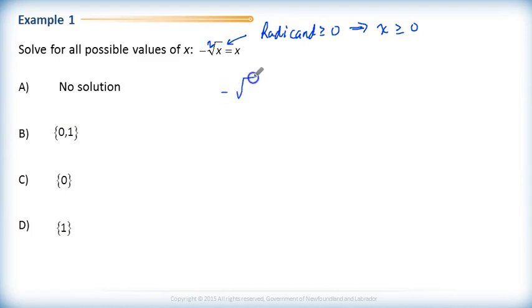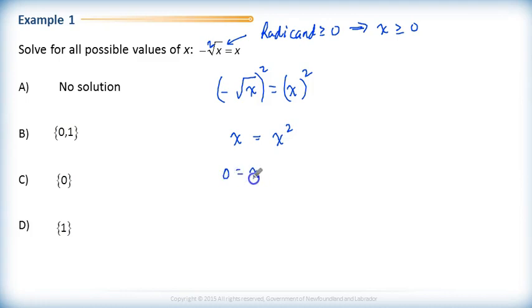Let's solve the equation itself. We have the radicand already isolated, so we'll just square both sides. And we've got the negative of the square root of x squared. That's going to become positive x, because the square and the square root cancel each other out, and squaring a negative makes it positive. Over on the right-hand side, we have x squared.